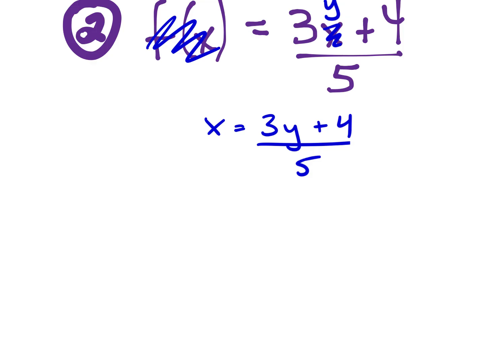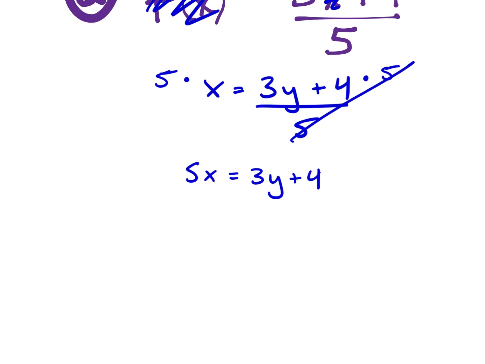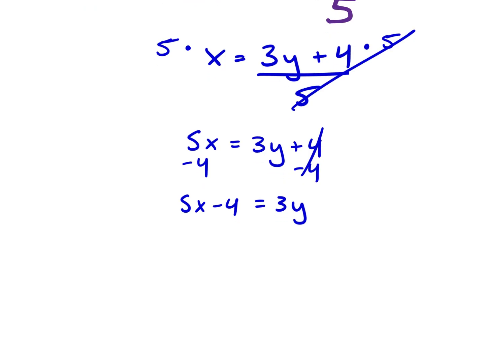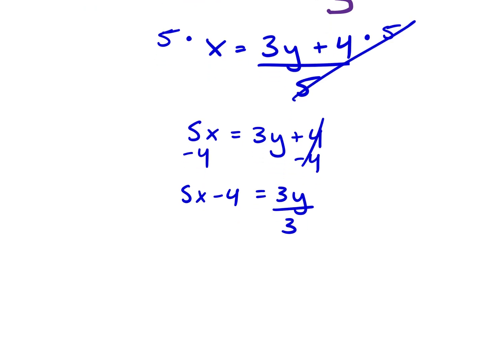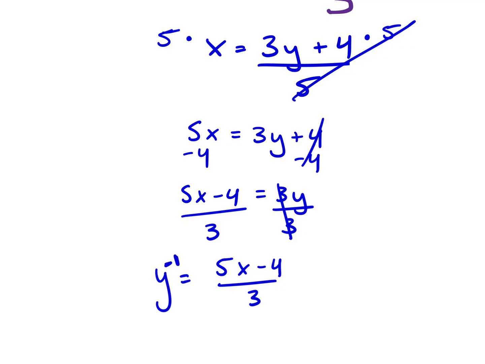What should we do next? Multiply by 5. So we want to undo everything on the right side, so the 5's will cancel. So 5x equals 3y plus 4. Then what? Subtract 4. So 5x minus 4 equals 3y. Divide by 3. So now that we have the y all by itself, we can say y equals 5x minus 4 over 3. Am I done? We have to put the inverse symbol, so we need to put that little negative 1 on the y.